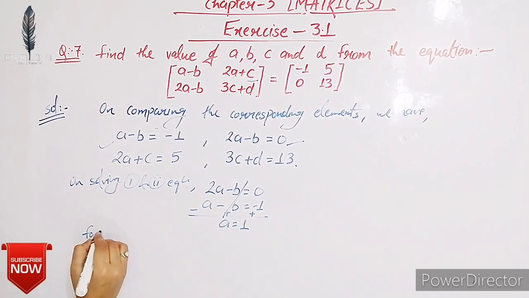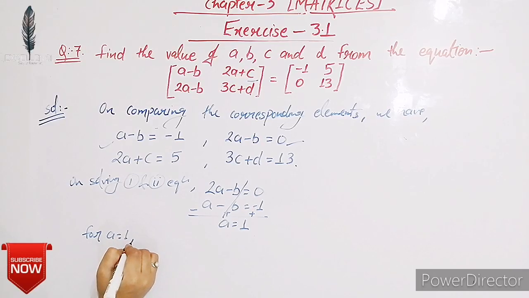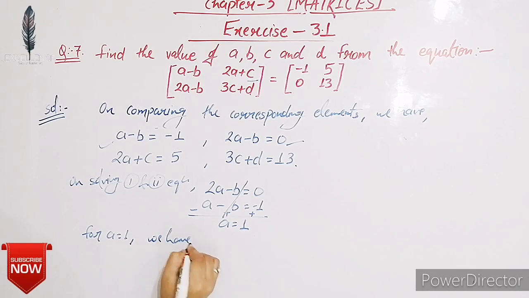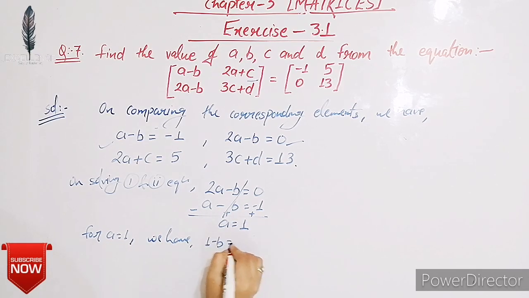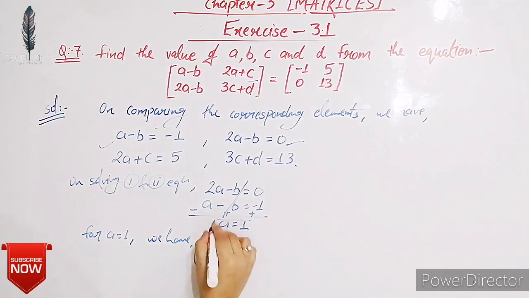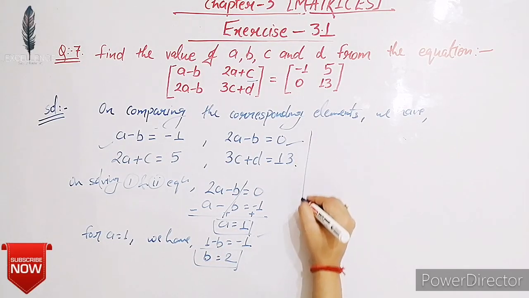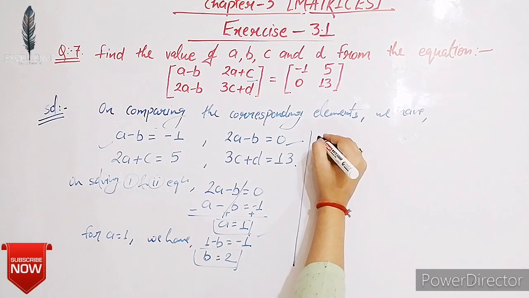a equals 1. For a equals 1, from the first equation, we have 1 minus b equals -1, that gives b equals 2. a equals 1 and b equals 2. Okay, let's see the next.